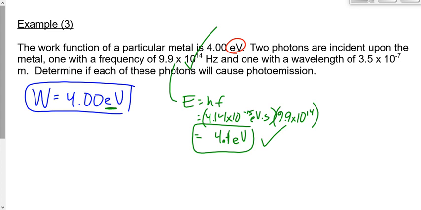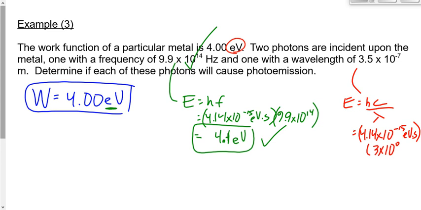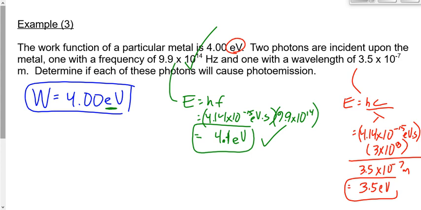What about the other one? We're going to say the energy of this one is hc over lambda. Once again, we're going to use the 4.14 value. Do that one, I end up getting 3.5 electron volts. Work function's 4. Electrons ejected here? No, we're below the work function, below the threshold frequency.